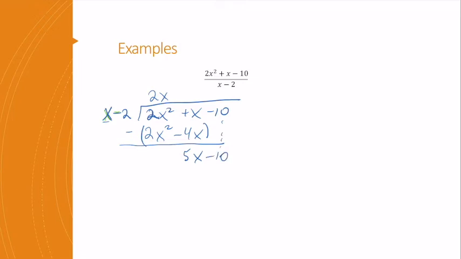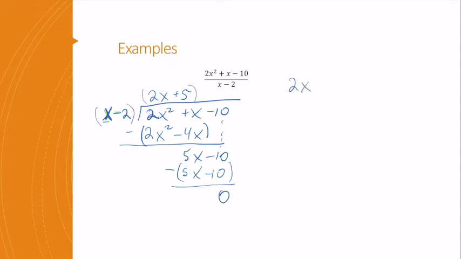Now I think, okay, what do I multiply x by to make it look like 5x? Well, that answer is 5. 5 times x is 5x. 5 times negative 2 is negative 10. I subtract these and I get a remainder of 0. Okay, so that means that these are perfect factors.